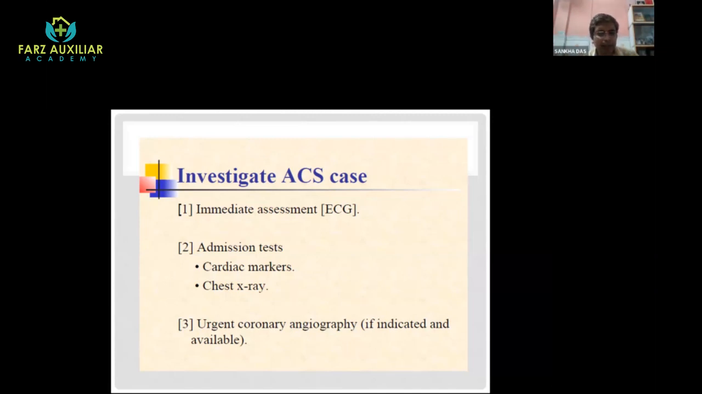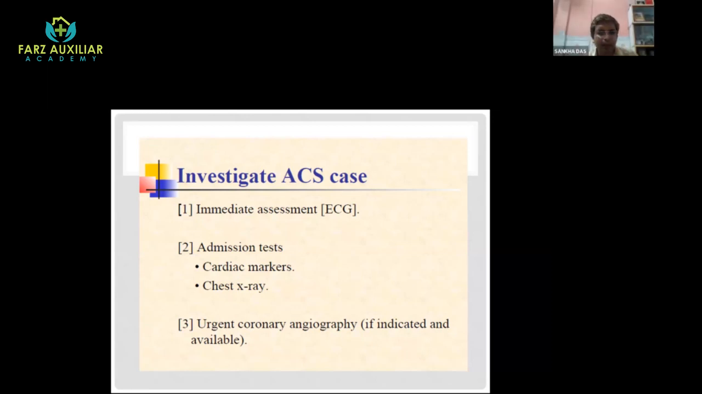Clear. Now you will get ST elevation in lead 2, 3 and AVF. Look at the extent of ST elevation in lead 2 and lead 3. If the lead 2 elevation is more than lead 3, then it is a left circumflex occlusion. And if the lead 3 elevation is more than lead 2, then it is a right coronary artery occlusion. If we get a right coronary artery occlusion, then we also take right-sided chest leads, especially V4R and V3R, to see whether there is any RV involvement. So that is plain and simple. You see the extent of ST elevation in lead 2 and lead 3, and accordingly you decide.